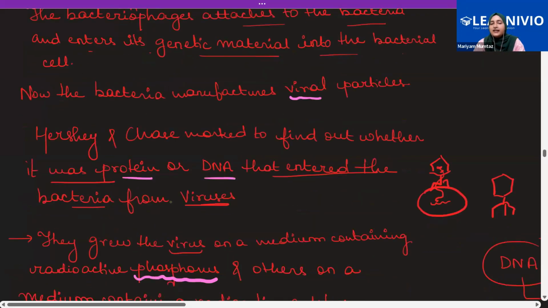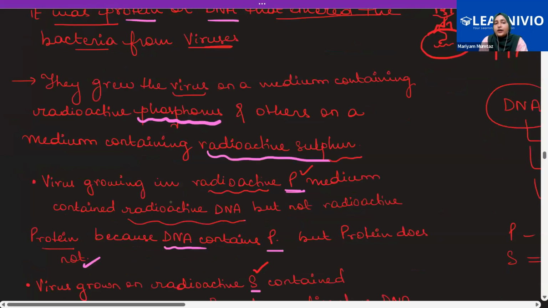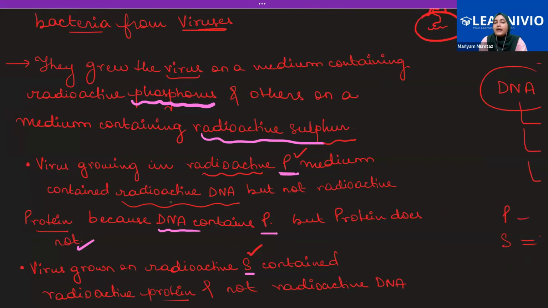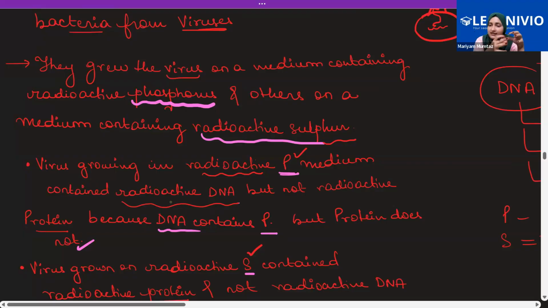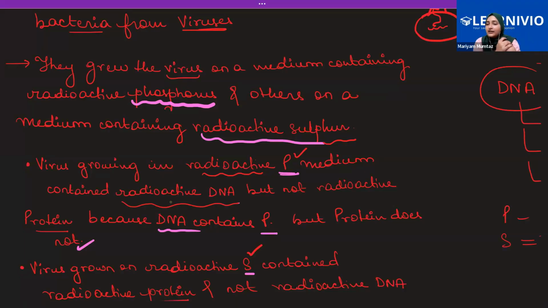So they grew the virus that contained radioactive phosphorus and the others that contained radioactive sulfur. They took two petri dishes. They took one of the viruses and started to grow it in a medium that contains radioactive phosphorus. Radioactive elements, you people understand? You might have studied in chemistry.